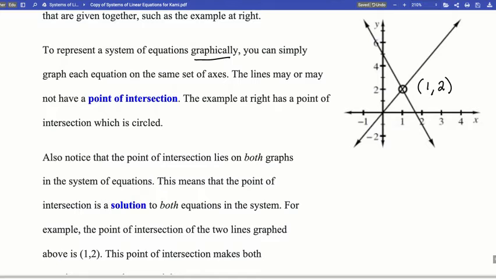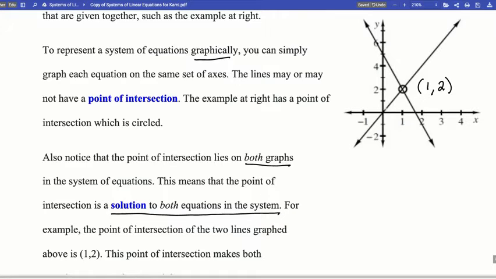All right, also notice that the point of intersection lies on both graphs. So notice that it is a point on this line, but it's also a point on this line. What that means is that it is a solution to both equations in the system. It's the only solution to both equations on these axes. So in this particular problem, this is the only point that these two lines have in common. So this point is true for both equations. It's the only place that's true for both equations.